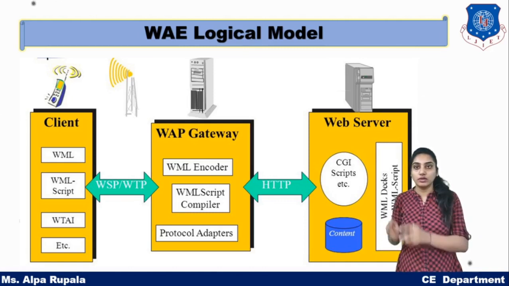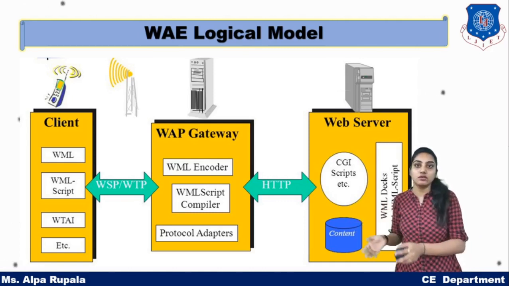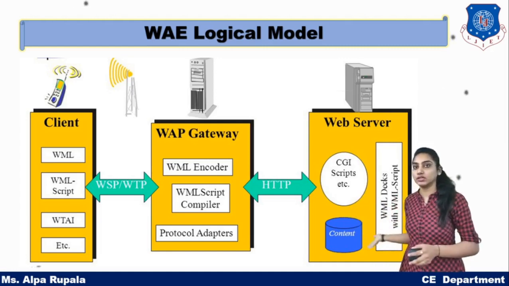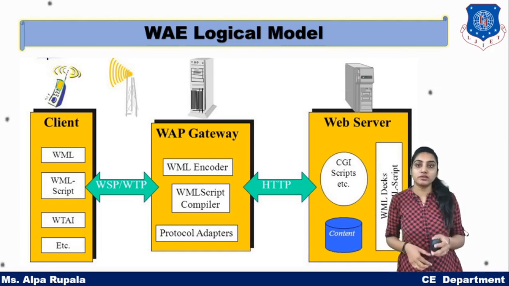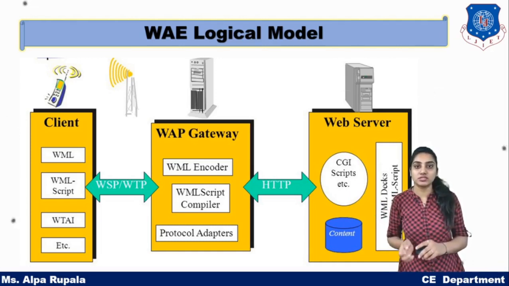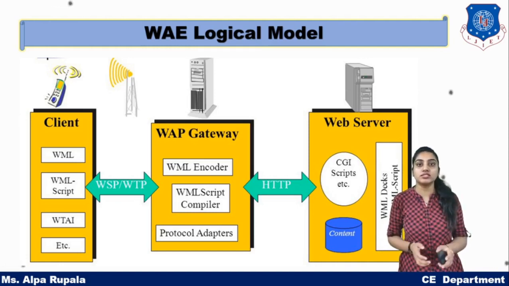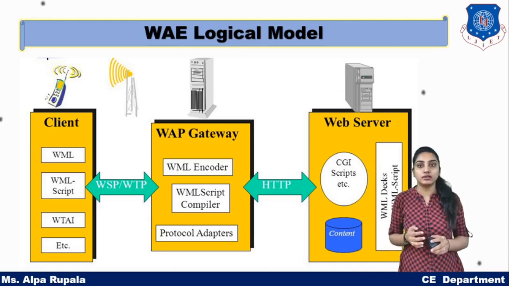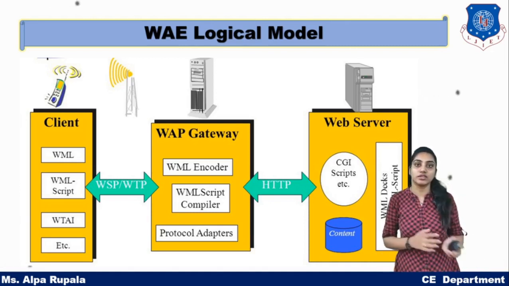So this is what we have: in one place the client, after that the web gateway, and then the web server. Basically your request will be formed and transmitted from the client to the web gateway. It is the task of the web gateway to do encoding and decoding. So whatever your WML request is, that will be encoded, and that encoded request will be given to the origin server, that is your web server.